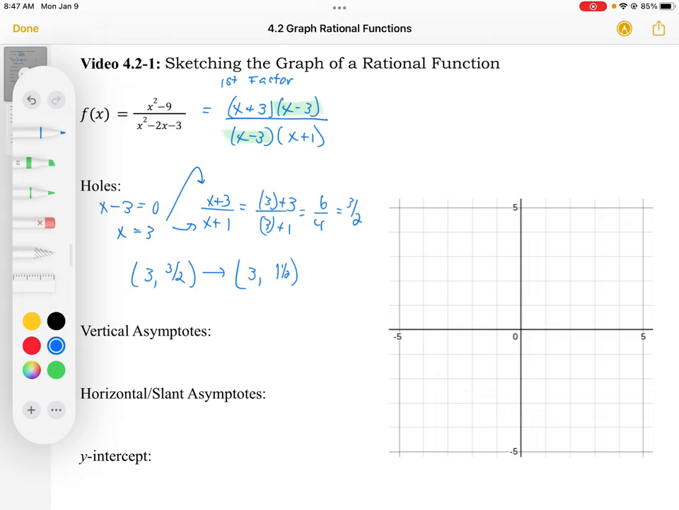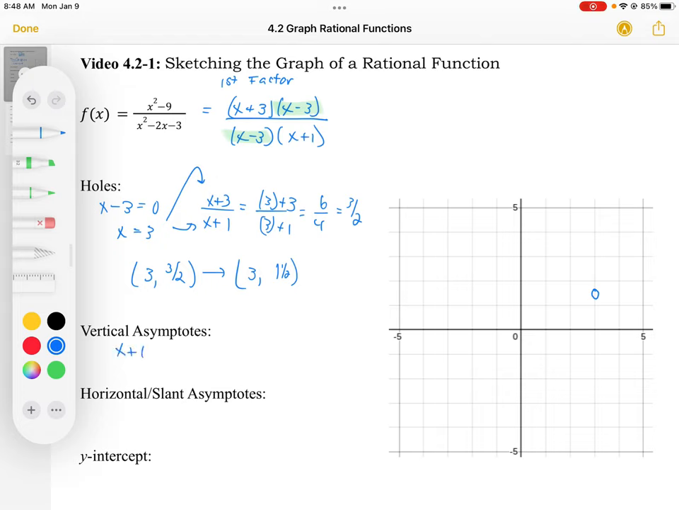So on my graph, I'm going to find (3, 1.5), and I'm going to put an open point. That's a hole. Remember that the graph is going to pass through there, but it's not going to include that point. Okay, vertical asymptote. I'm looking at the denominator. I'm looking for any factors that are left in the denominator. So we have x plus 1.